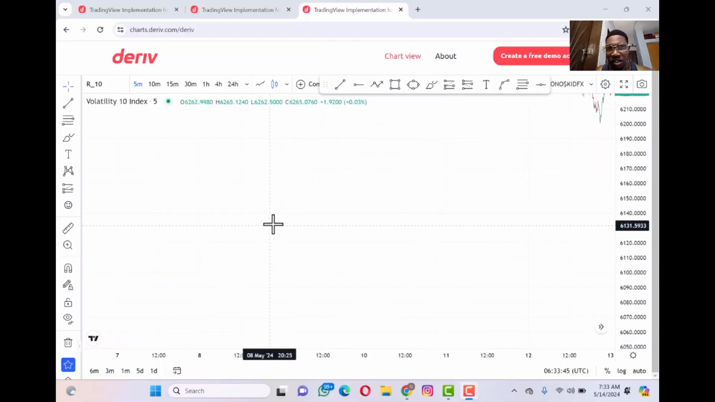Let's dive into the chart and I will unveil this secret to you guys. Stay tuned. So guys, here is the chart of the Volatility Time Index. I want to show you how you can quickly apply these trendline strategies, as I've rightly said before now.